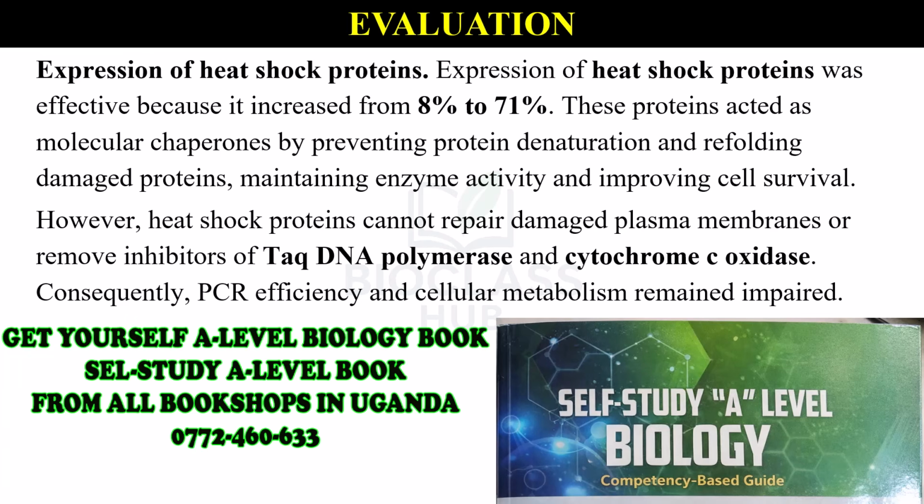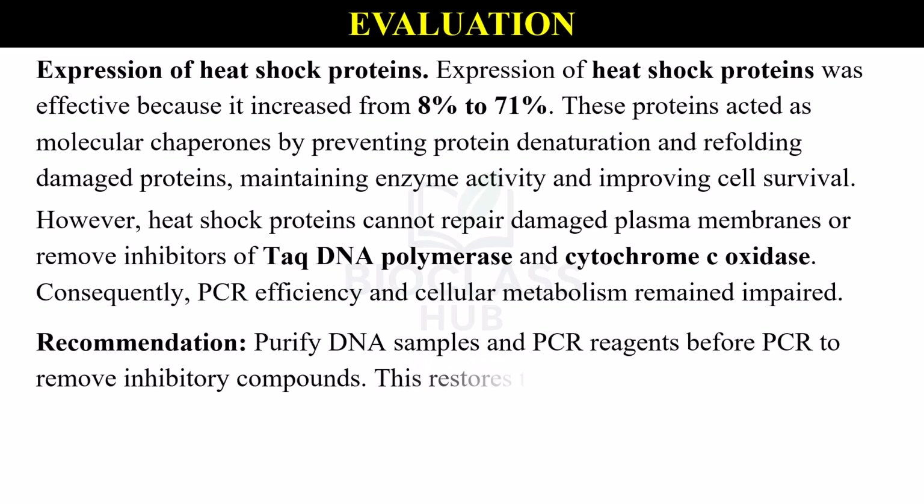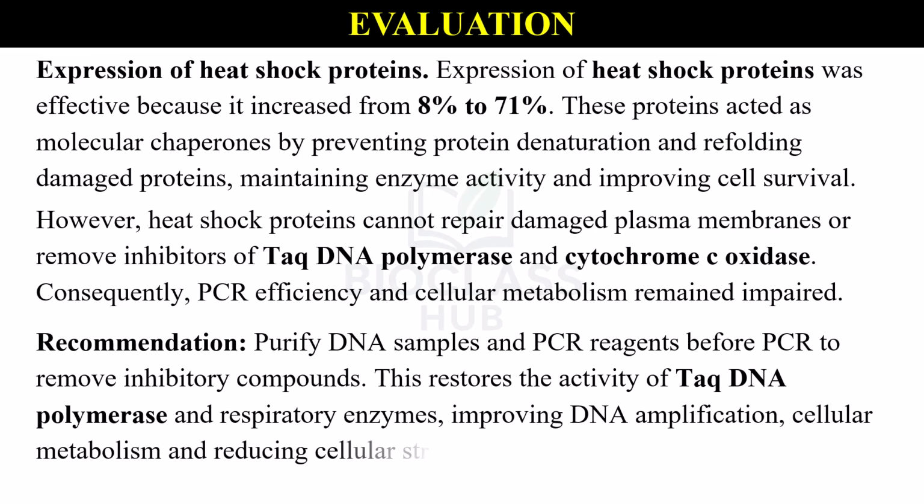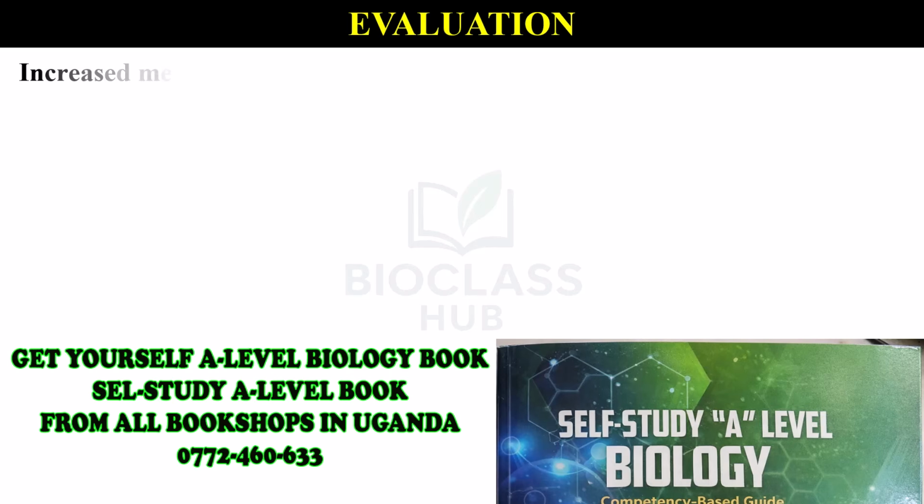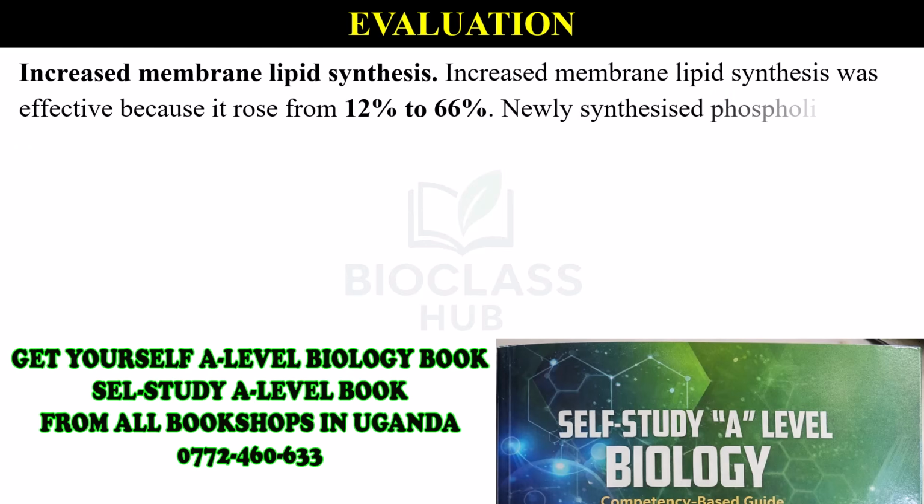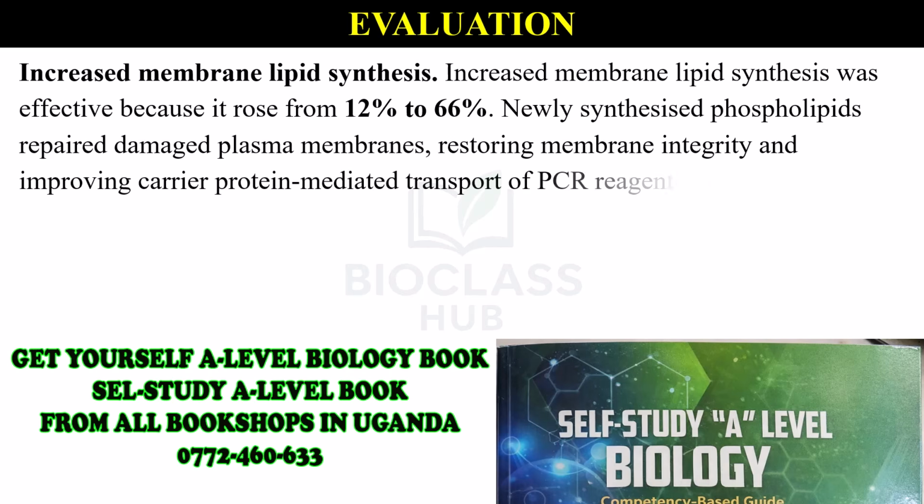Recommendation: purify DNA samples and PCR reagents before PCR to remove inhibitory compounds. This restores the activity of Taq DNA polymerase and respiratory enzymes, improving DNA amplification, cellular metabolism, and reducing cellular stress. Increased membrane lipid synthesis. Increased membrane lipid synthesis was effective because it rose from 12 to 66%. Newly synthesized phospholipids repaired damaged plasma membranes, restoring membrane integrity and improving carrier protein-mediated transport of PCR reagents into cells.